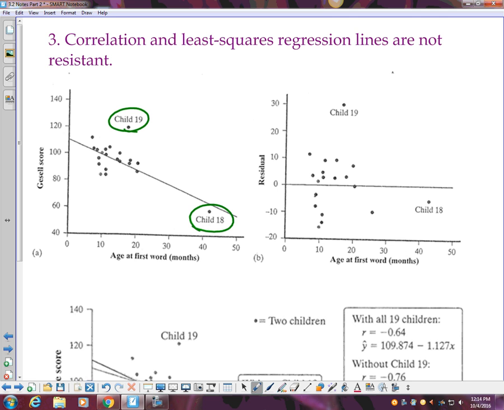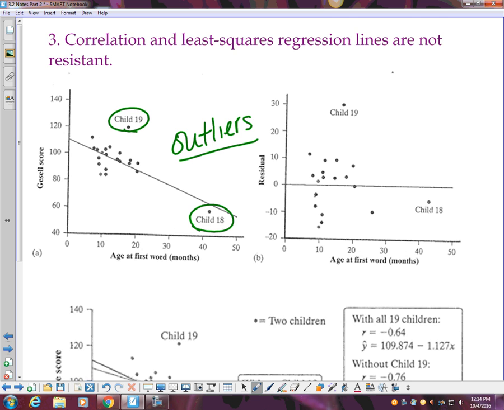Now, child number 19 said its first word really early and had a really, really high score on the test. Child 18 said its first word really, really late compared to everybody else and had a lower than average score for what it was predicted to score on this standardized test. Both of them are considered outliers. They are both outliers.